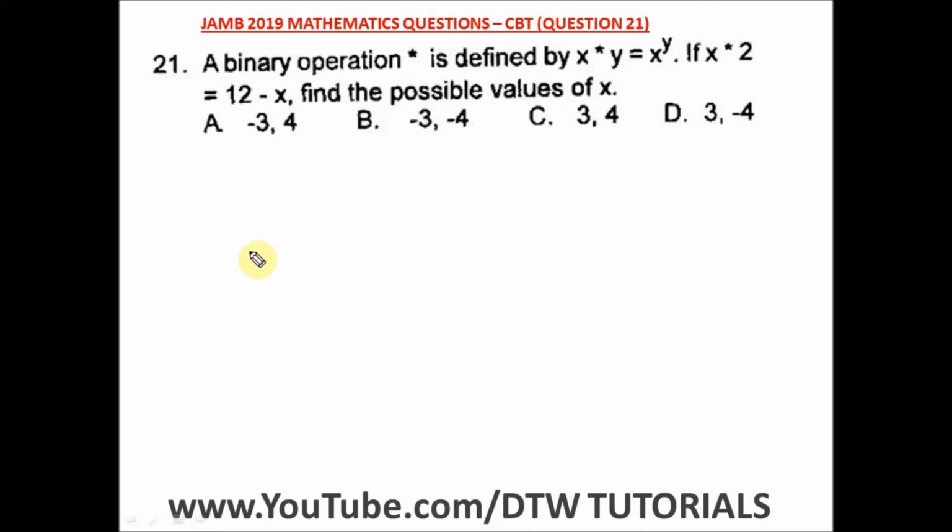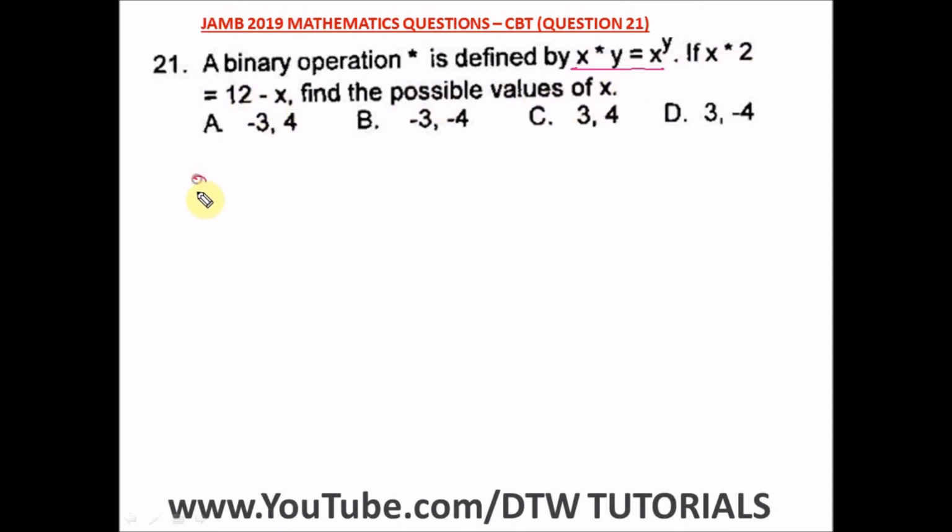Question 21 of the JAMB 2019 Mathematics Past Question, your UTME CBT exam. It says a binary operation star is defined by this. If we have x star 2 is equal to 12 minus x, find the possible values of x.